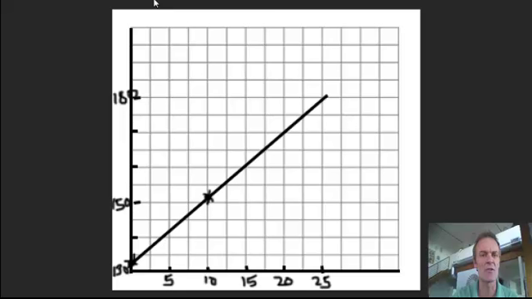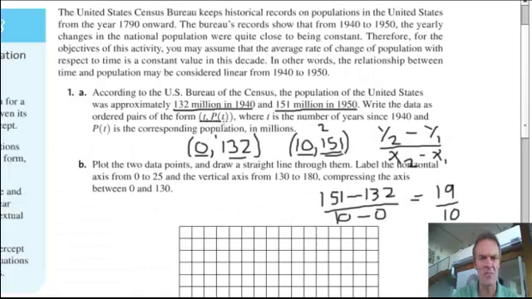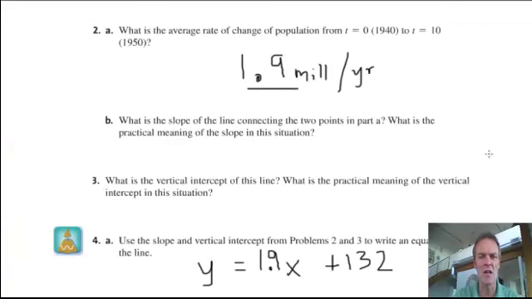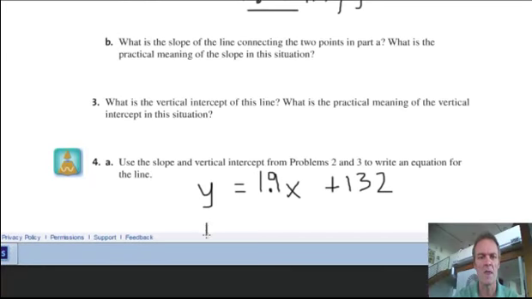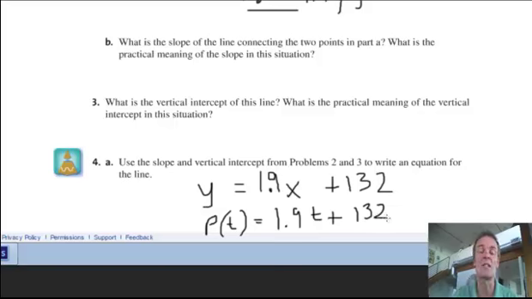But let's have a look at the actual question. They want it in P and t, so function notation. There's the y, in terms of t, which is the x, I suppose. So the alternative is going to be this: the population in terms of time. P of t equals 1.9t plus 132, just the same kind of thing. We could say that the first one is y equals mx plus b, the slope-intercept form, and I've just written it in function notation below.